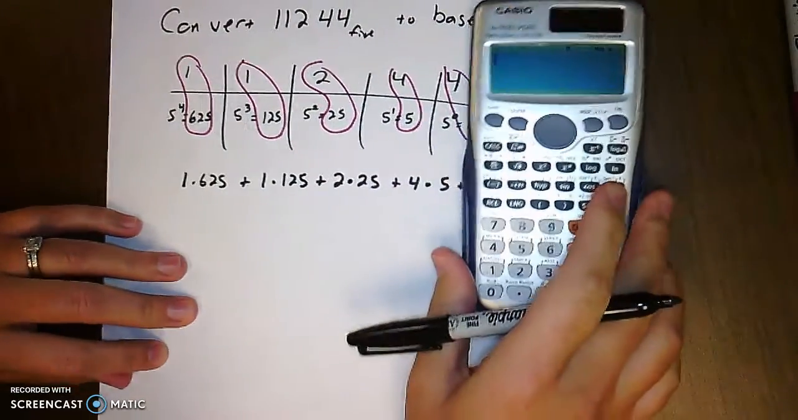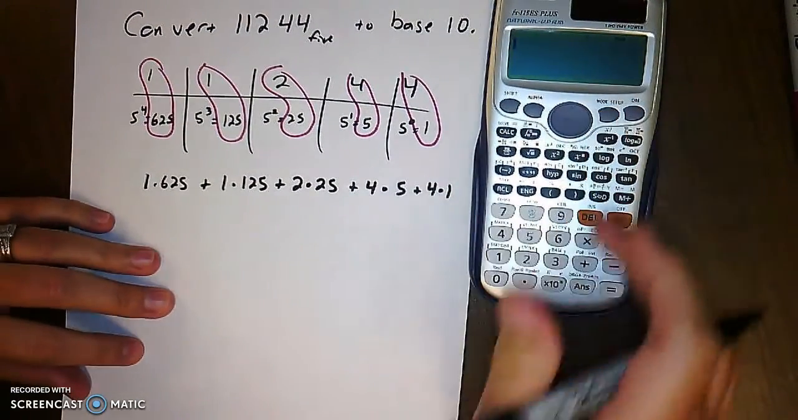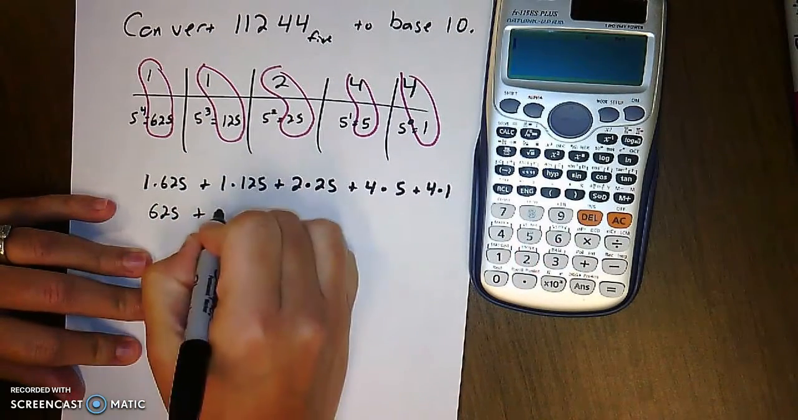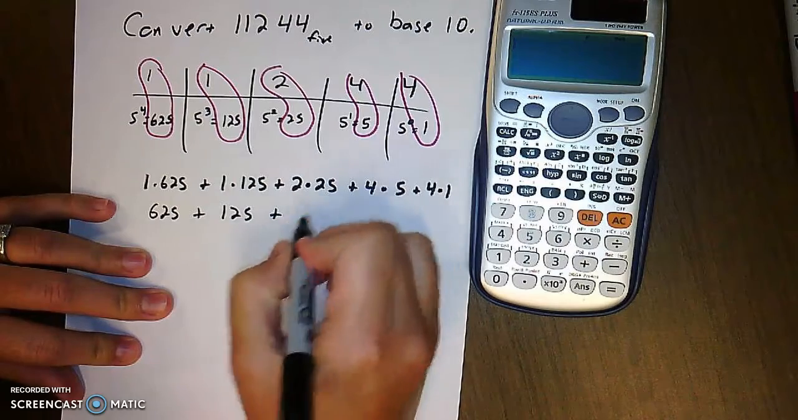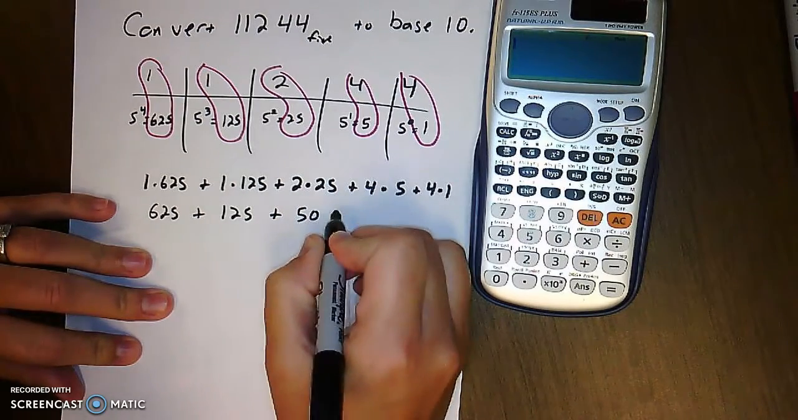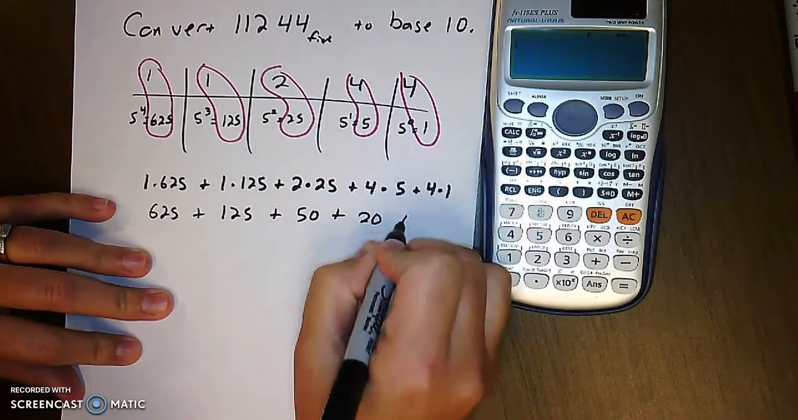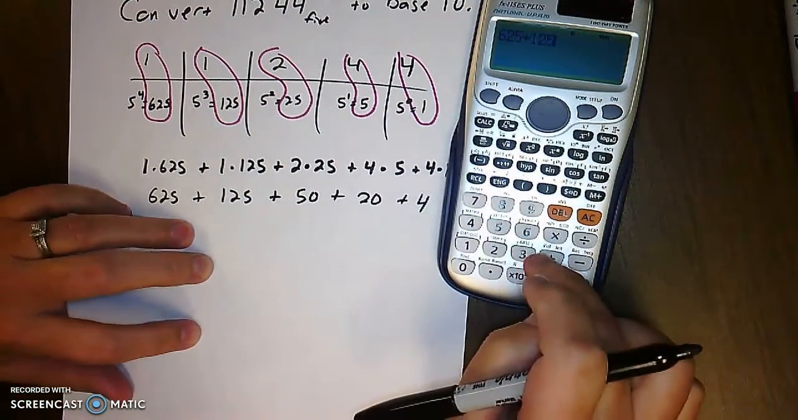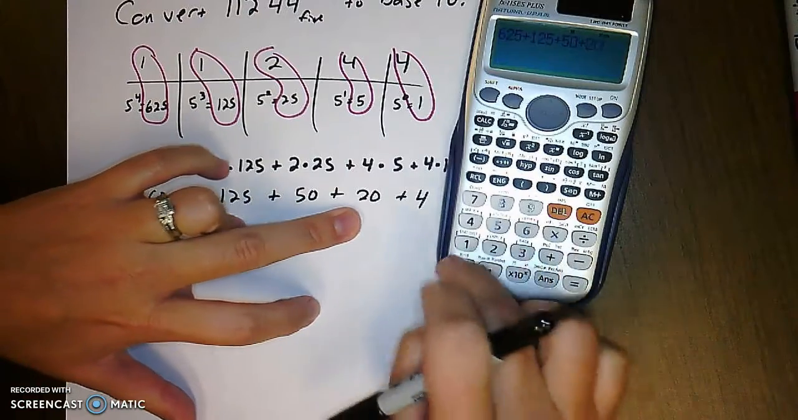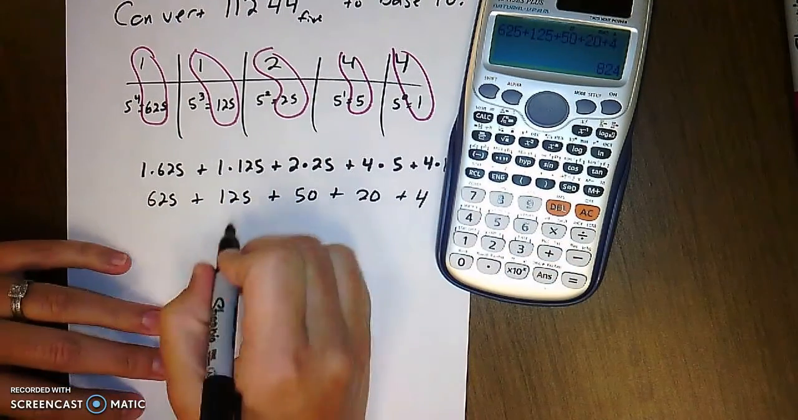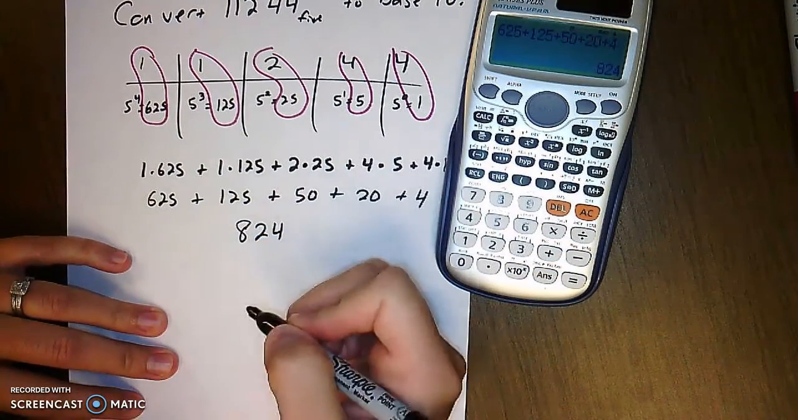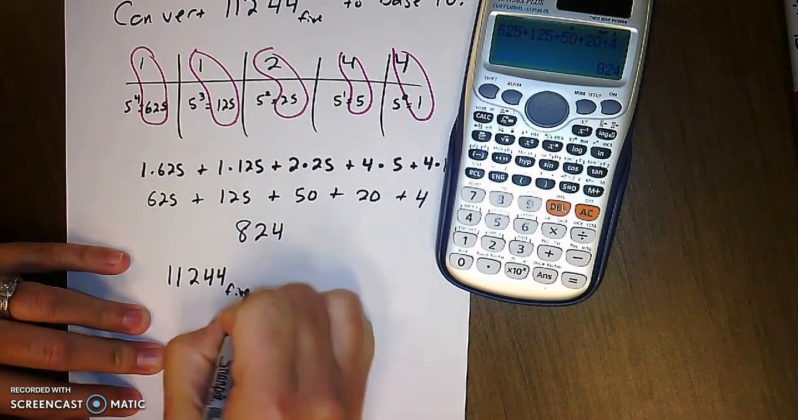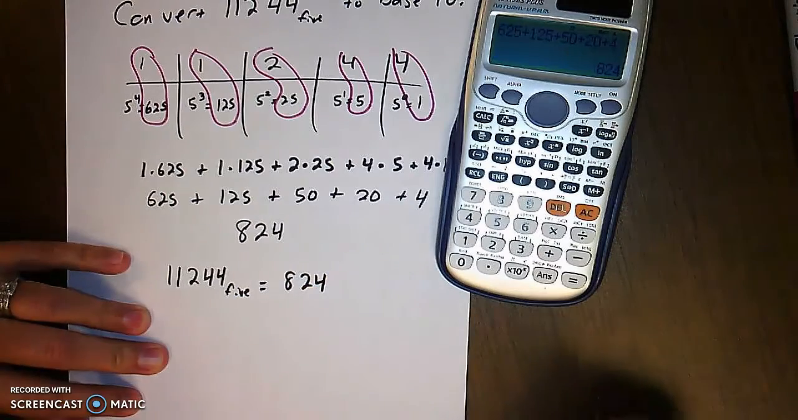Okay, so we can work it all out individually, or you can run it all through the calculator all in one step. I know 1 times 625 is 625. 1 times 125 is 125. 2 times 50, sorry, 2 times 25 is 50. 4 times 5 is 20, and 4. So 625 plus 125 plus 50 plus 20 plus 4 should give you 824. So 11244 base 5 is actually equal to 824.